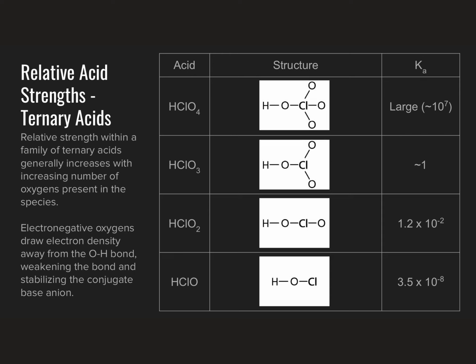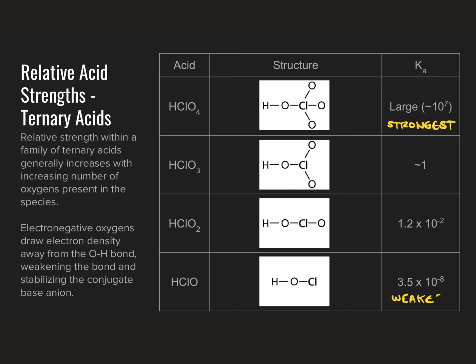And we've diagrammed for you here a skeletal structure of each of these acids. Again, not a complete Lewis dot structure, but just the skeletal structure, as well as the respective Kas of each of these acids for their dissociations. As it turns out, looking at those Kas, you'll notice here that the relative strength within a family of these ternary acids increases along with the increasing number of oxygens which are present in each species. That is to say, the strongest acid in this family is perchloric acid, HClO4, and the weakest acid within this family is hypochlorous acid, HClO.